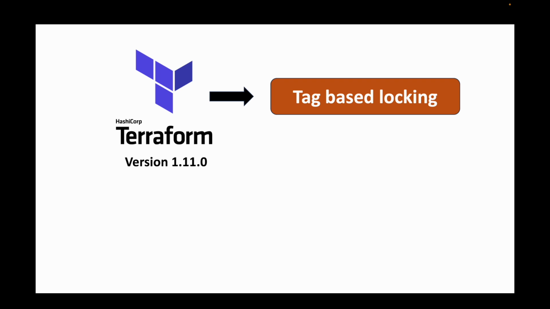Now let's talk about how this S3 native locking works. Whenever Terraform performs an operation, let's say terraform apply, it uses a tag based locking mechanism.